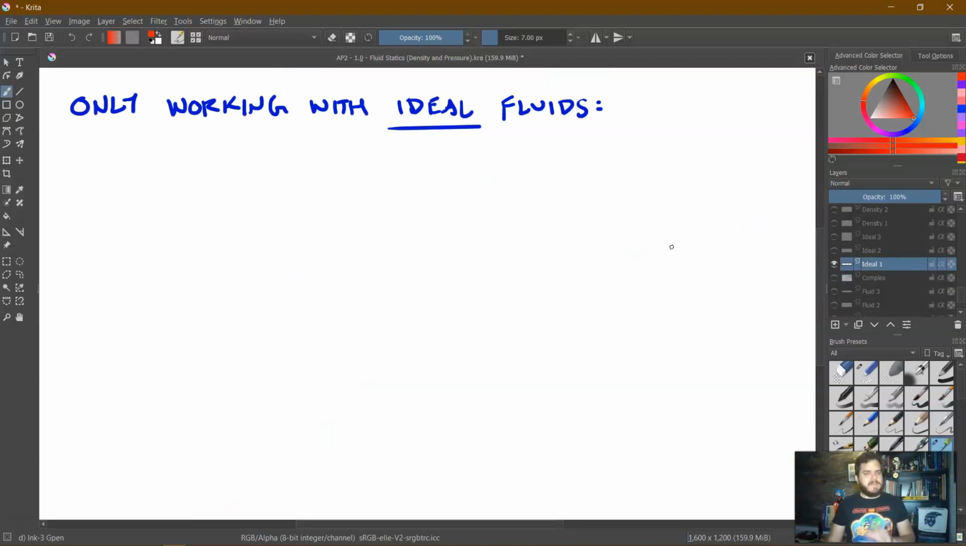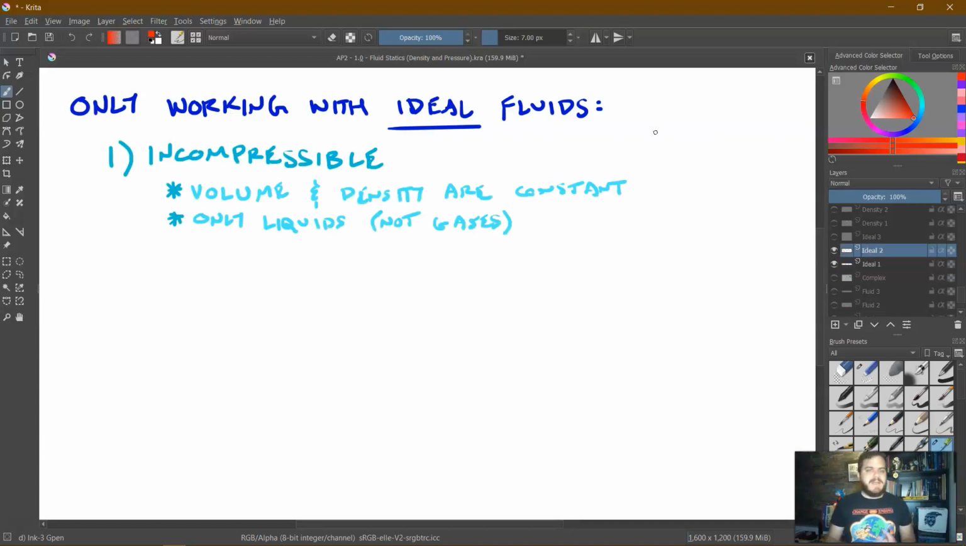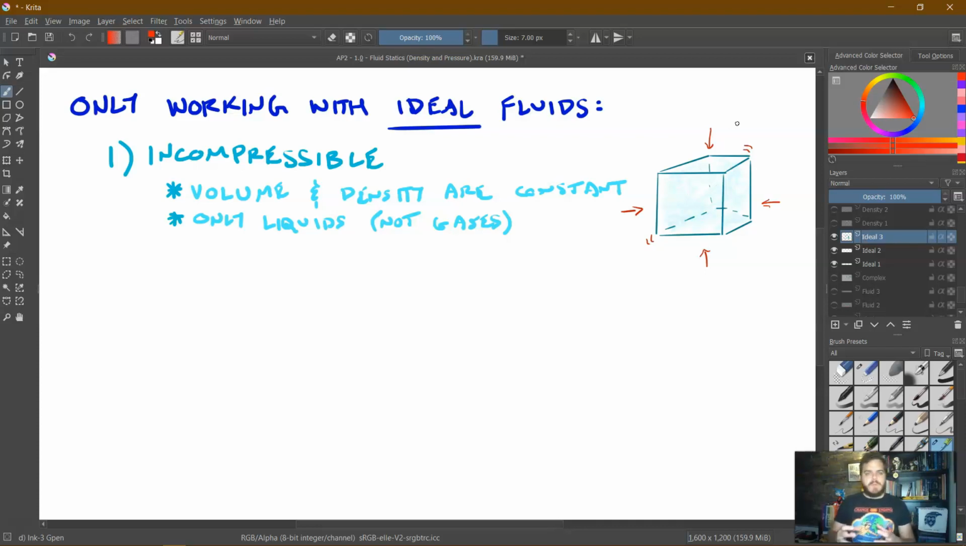Okay, and ideal fluids have a few key properties, specifically three. The first of these is that ideal fluids are incompressible. And what we mean by that is, for instance, let's say I've got a little block of fluid here, imagine this is a little cube of water. Well, the volume of this water is going to be consistent. Even if it changes shape, the overall amount of space it takes up is going to be the same.